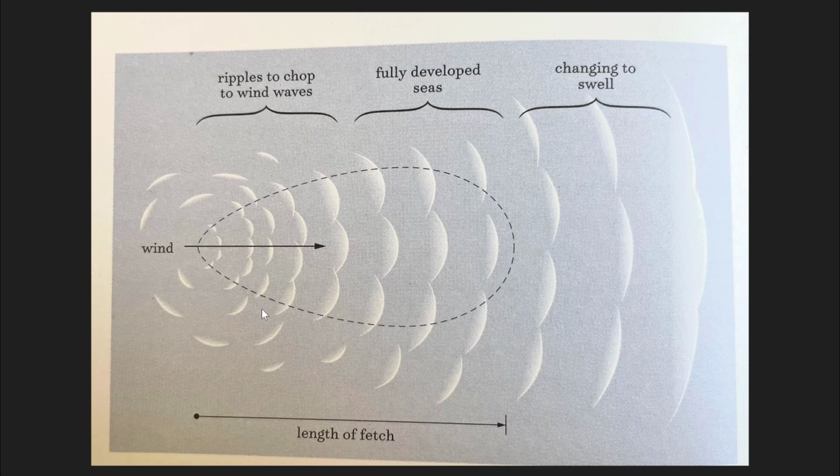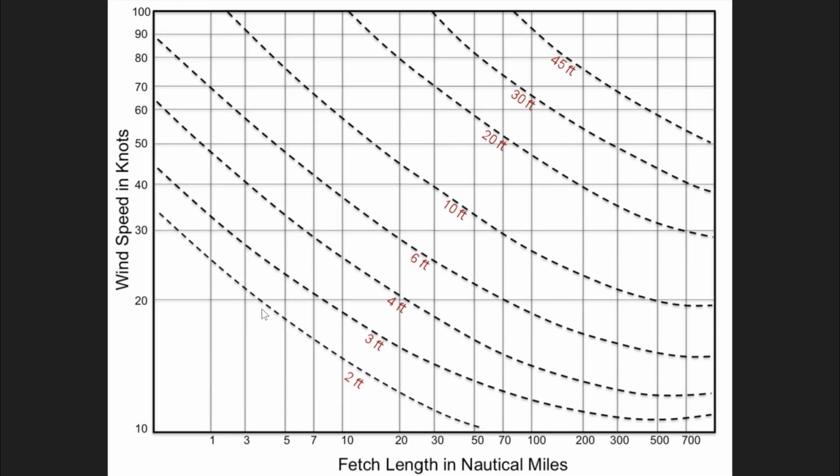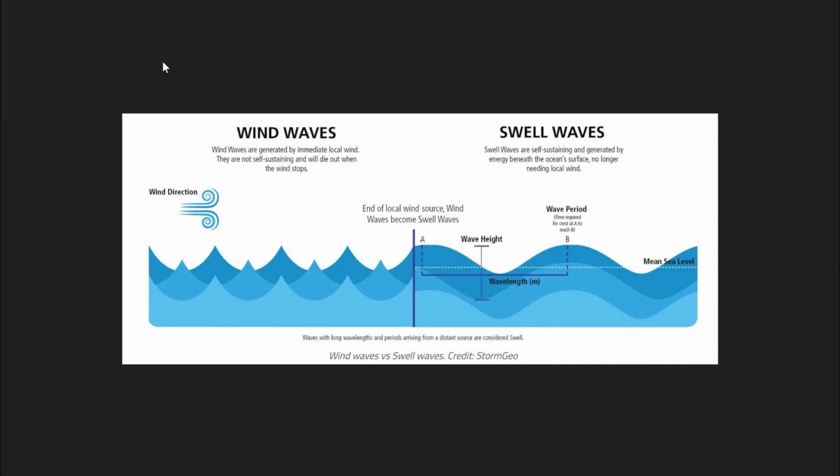Going back to the keys. The keys here are wind speed, duration, so how long it blows for, and fetch. Just like in the wind episode, right? So the stronger the wind, the higher up you go on this scale. The stronger the wind, the more energy is transferred to that water surface as it blows onto it.